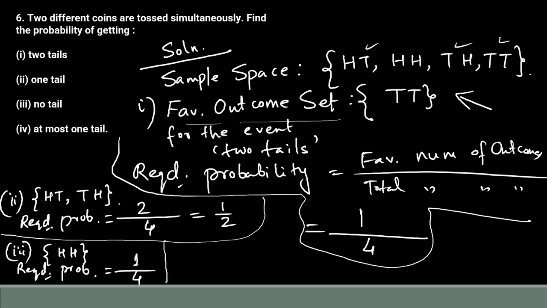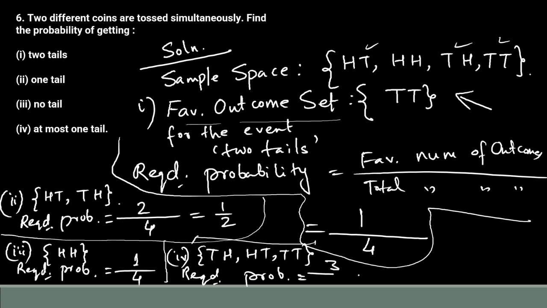That's it. And the last problem is 4, which is at most one tail. What is the outcome set? At most one tail. It can be tail head. It can be head tail. It can be tail tail. Right, two tails also contains at least one tail. I hope this is clear to you, right? So what will be the required probability in this case? Favorable outcomes is how many? 1, 2, 3, 3. What is our total number of outcomes? Sample space is 4, so 3 by 4.